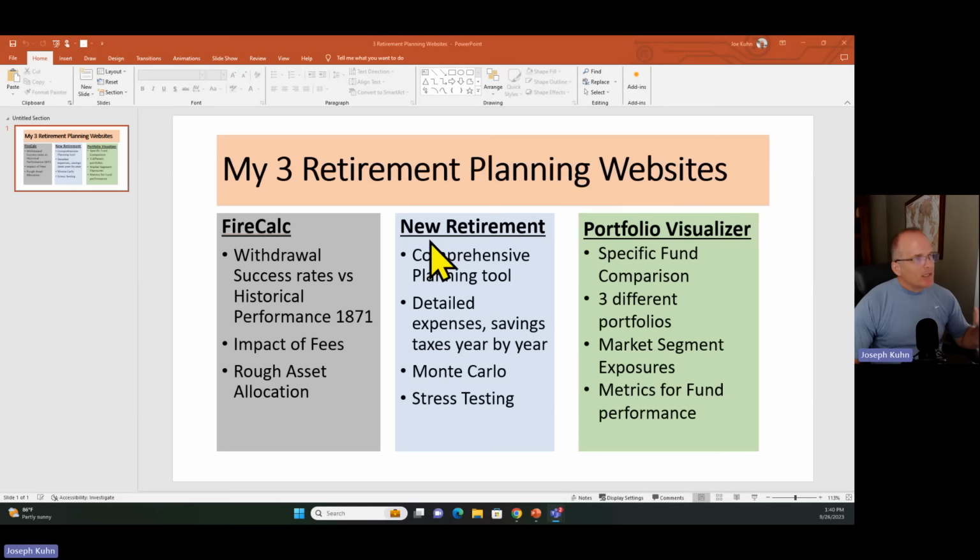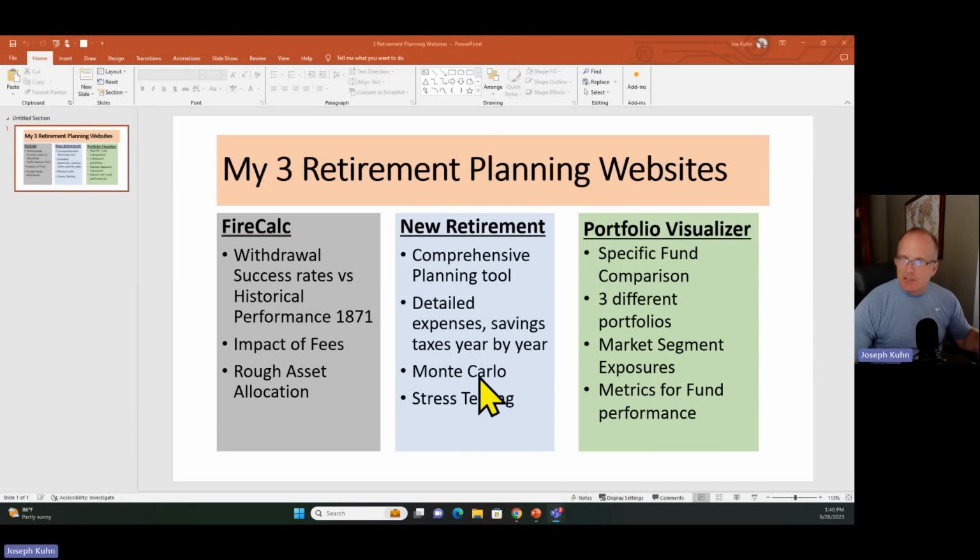Okay. The next one is New Retirement. Talked about this before. It's a comprehensive planning tool. It's what I consider my retirement plan. It's got very detailed expenses, savings, taxes, Roth conversions, and recommends changes to you.